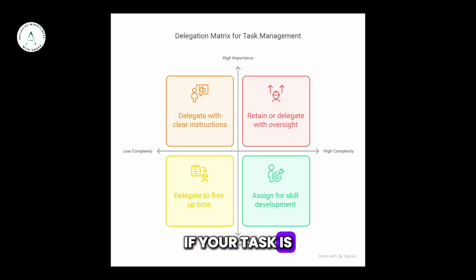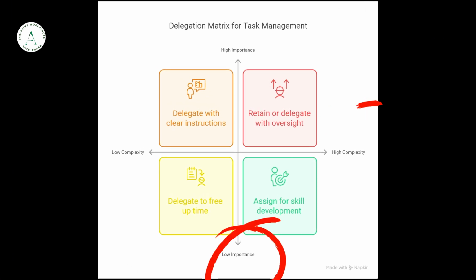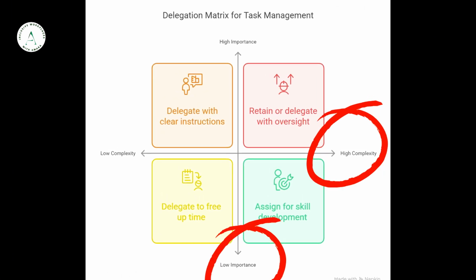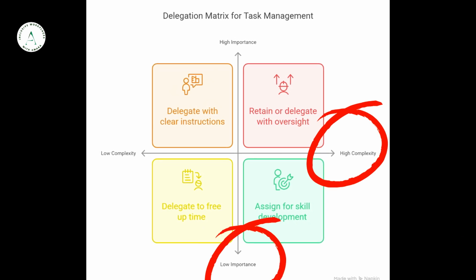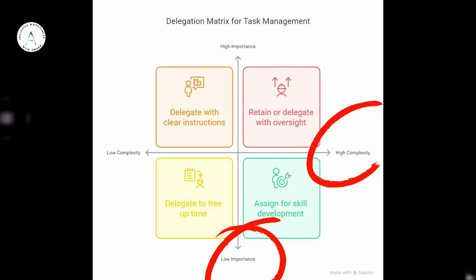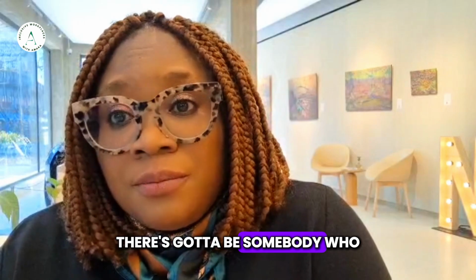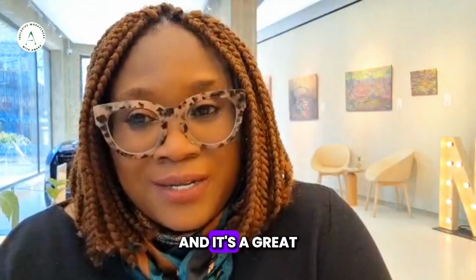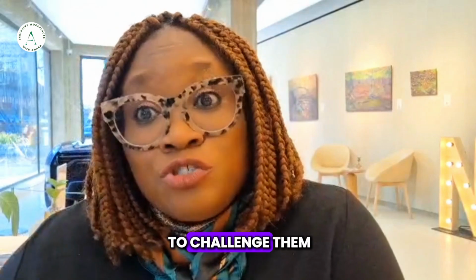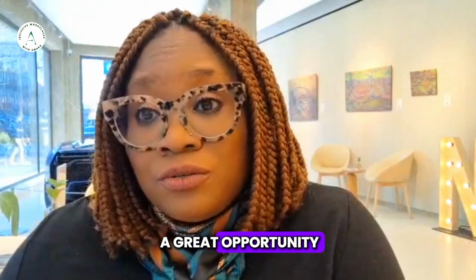If your task is high complexity and low importance, you can give this to someone in your team that you feel has the capacity. And this could be a stretch task. That means that in your team, there's got to be somebody who may be able to do this job. This would be an opportunity for them to practice or try something new, and it's a great way to stretch them, to challenge them. So that could be a great opportunity.